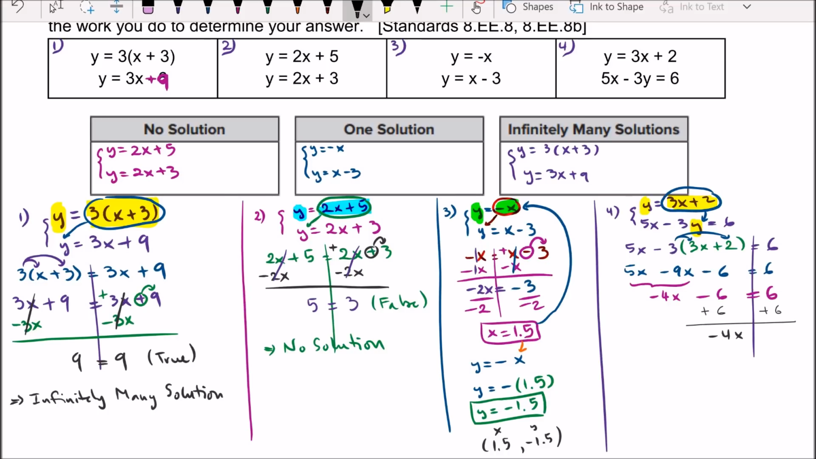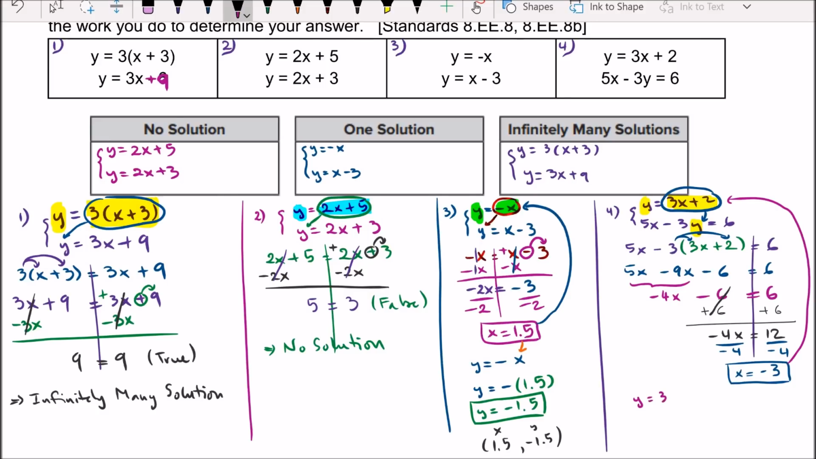So negative 4x, negative 6 plus 6 cancel each other out. And on the right side, 6 plus 6 is 12. Okay, then next we're going to divide by negative 4 on both sides. x equal to negative 3. Alright, so we know for sure there's going to be one solution. However, do not stop. Make sure you plug it in and finish the problem. Plug it into the first equation.